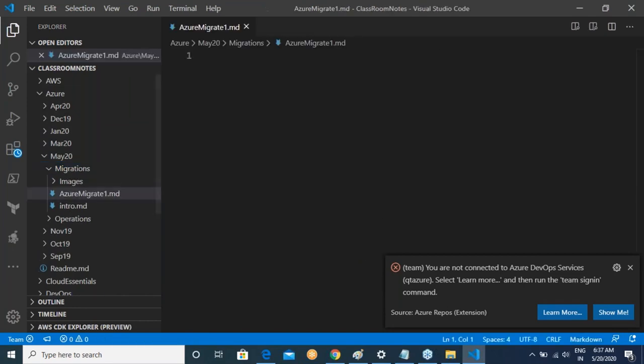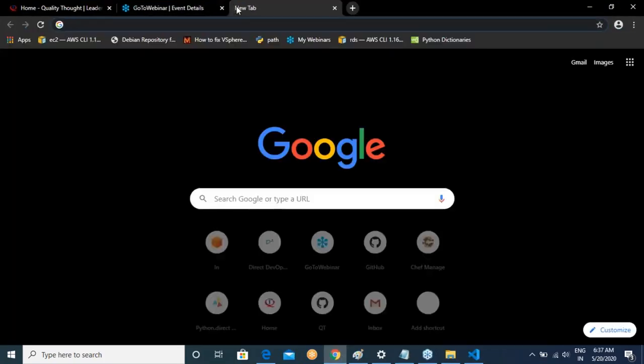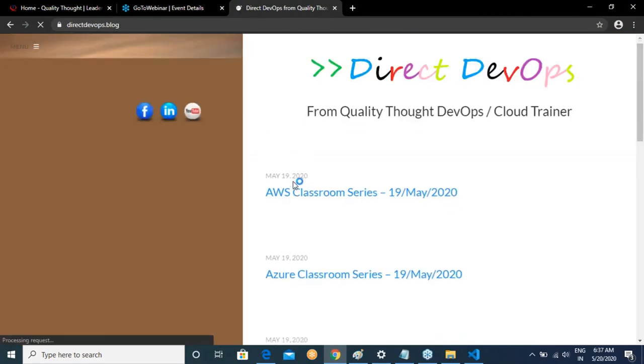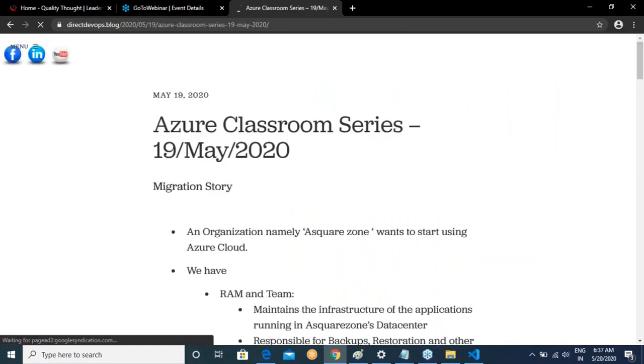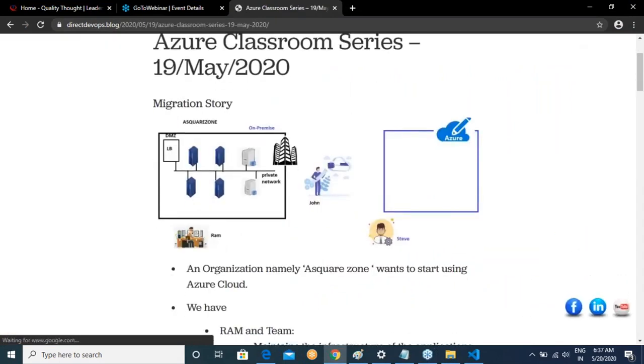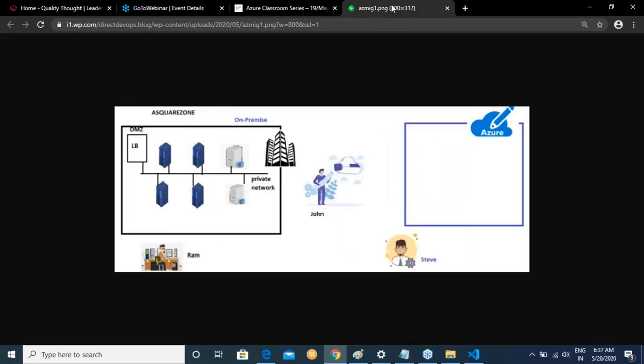So let us get started with Azure Migrate. Before we get into this, we will quickly look into what we discussed yesterday. Yesterday's discussion was quite smooth, right? So let me go into yesterday's notes. We said that there is an organization called A Square Zone, where there is an infrastructure engineer, right?